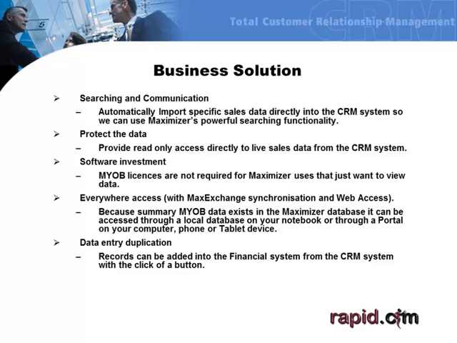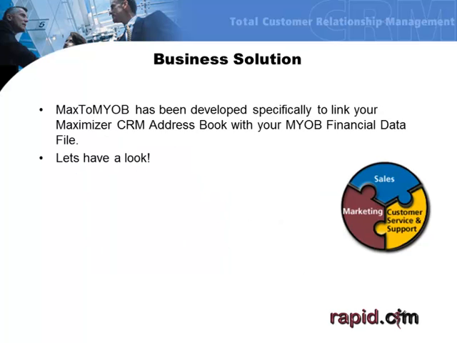Maximizer database, it can be accessed through a local database on your synchronized notebook, even when it's not connected to the network, or through a portal on your computer, phone, or tablet device. And records can be entered directly into MYOB from Maximizer using the details you've already collected in the Maximizer record. MaxToMYOB has been developed specifically to link your Maximizer CRM address book with your MYOB financial data file. So let's have a look.